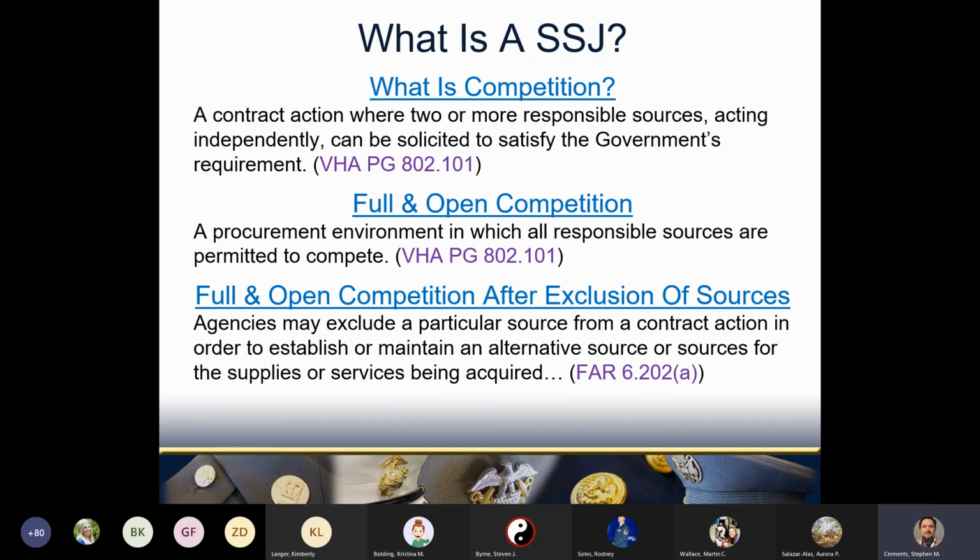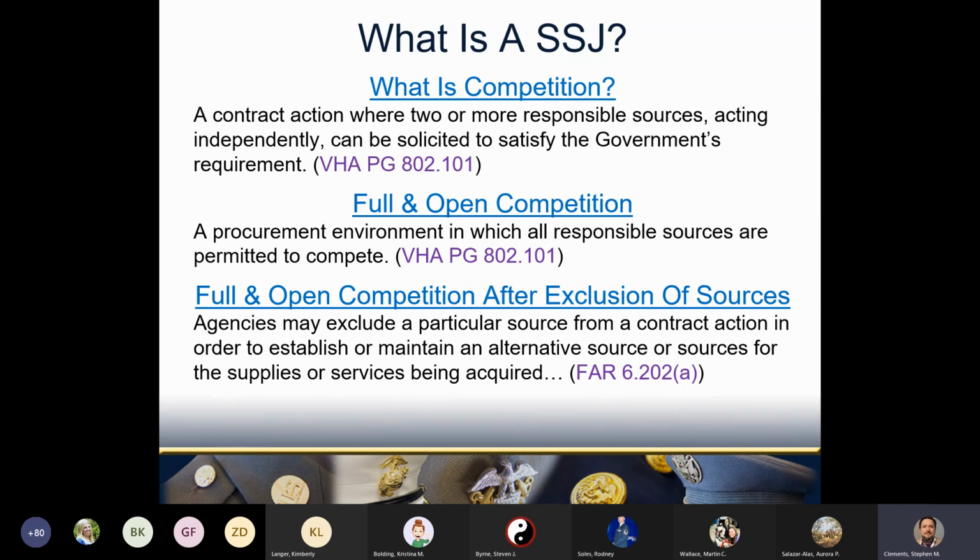That's funny. Okay, but there's a definition we get from the procurement guide. So for competition, we have to have at least two independent entities. That means they cannot be subsidiaries of the same company or have the same ownership to be considered independent. So that's competition in general, but there are different types of competition the government can do, and the difference comes down to which types of vendors are we going to allow to compete for our contract.